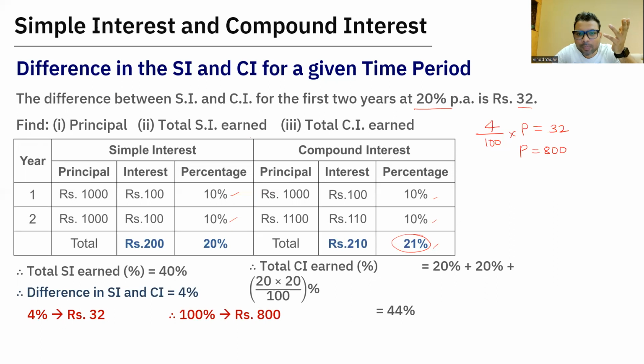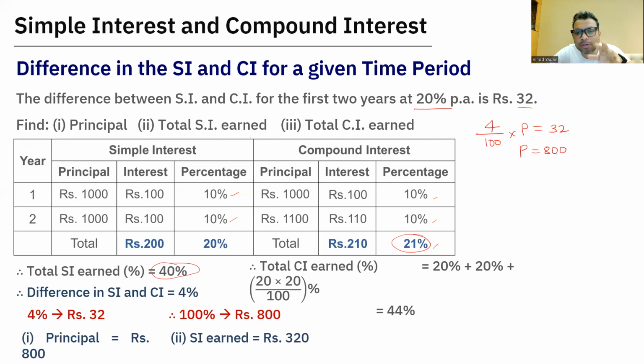That is 800. Total SI was 40%. So 40% of 800. 10% is 80, into 4, so 320. And compound interest is 44% of that. Don't find again. You know the difference is 32. Be smart. So compound interest is 32 more. So 320 plus 32. Correct, 352. Got it, champions? Understood clearly? Good one. Let's go ahead.